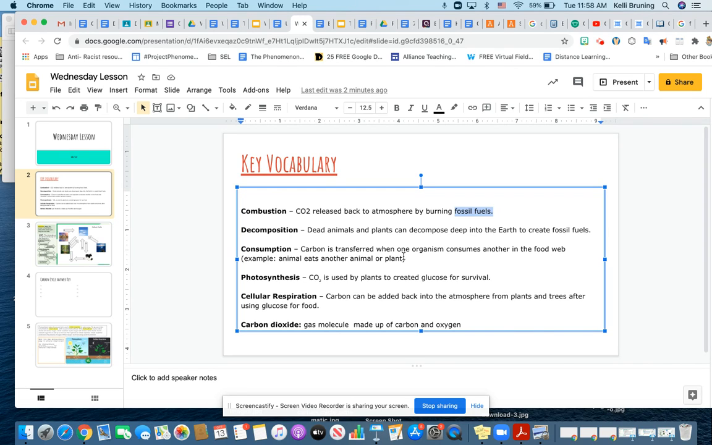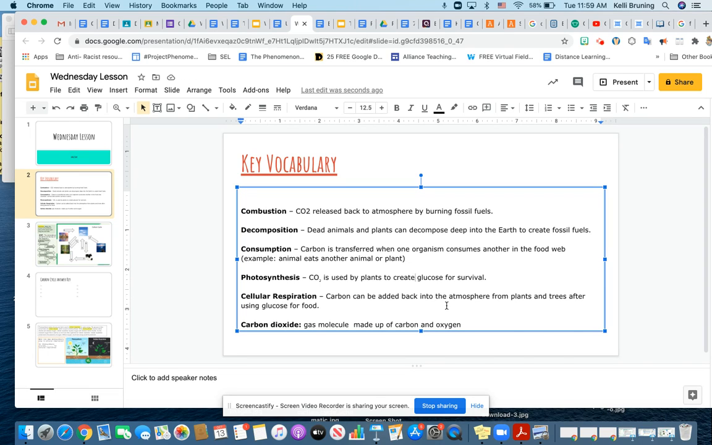And then we have our term that we've seen before, which is photosynthesis. And this is that process where carbon dioxide is used by plants to create glucose for survival. So they use that carbon dioxide, sunlight, and water to create glucose, which is that energy, to create glucose for survival along with oxygen.